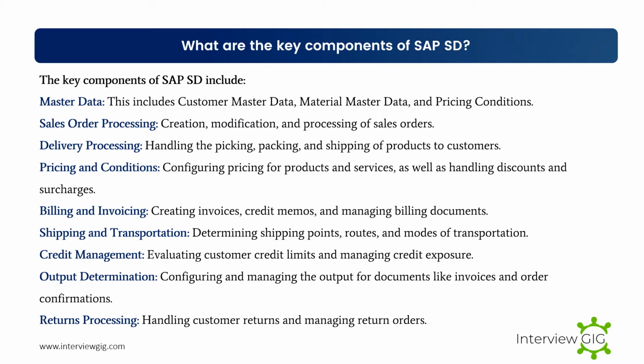Delivery processing: handling the picking, packing, and shipping of products to customers. Pricing and conditions: configuring pricing for products and services, as well as handling discounts and surcharges. Billing and invoicing: creating invoices, credit memos, and managing billing documents. Shipping and transportation: determining shipping points, routes, and modes of transportation.